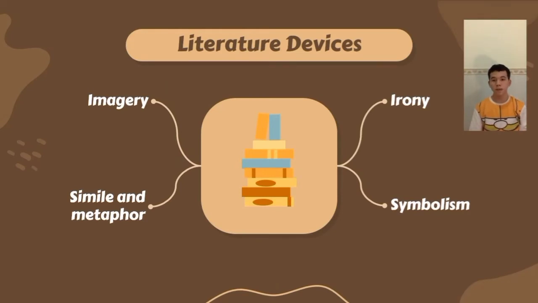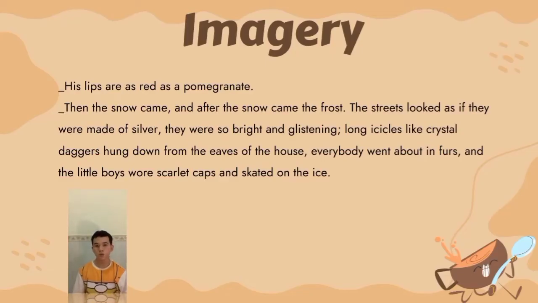From this point, I'm going to talk about the literary device. A literary device is divided into 4 points. The first is imagery, symbol and metaphor, irony, and symbolism. For this part, I am responsible for 2 points, which are imagery and metaphor. Let's first talk about the imagery.